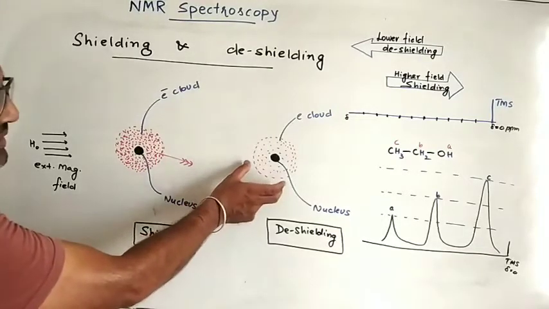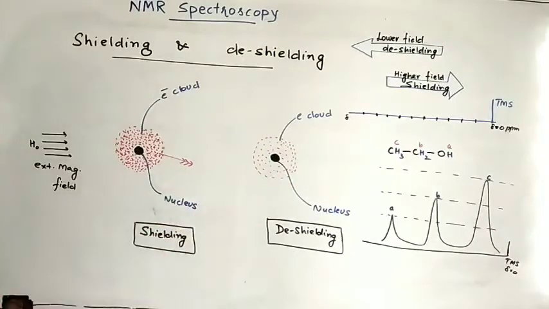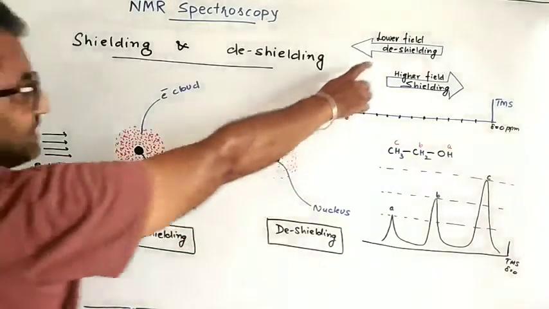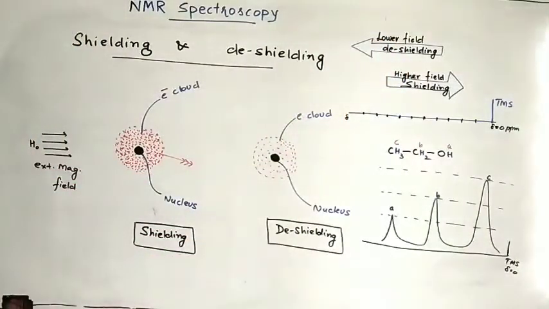So we require a small strength of external magnetic field. That is called de-shielding. You can see here, de-shielding, lower field. De-shielding takes place at lower field. Okay, so this is all about the electron cloud.